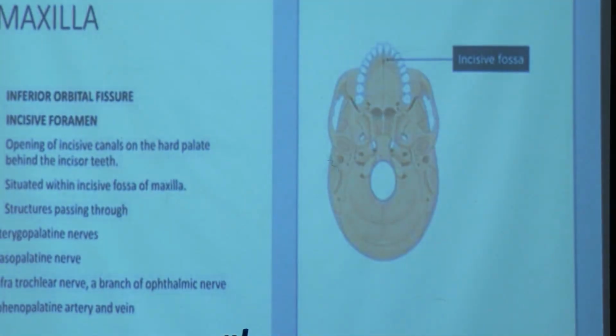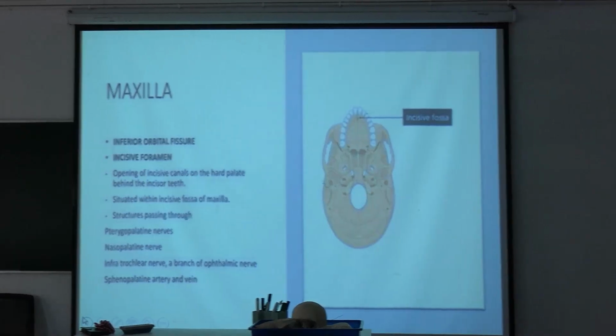Next, we are going to the maxilla. Here we are getting the inferior orbital fissure. We have already discussed the inferior orbital fissure.